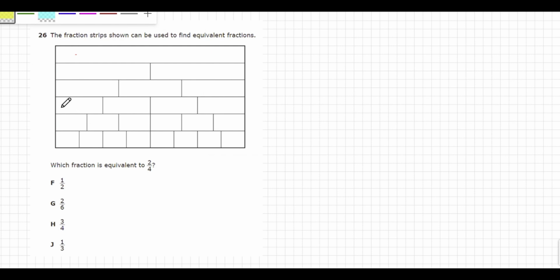Question number 26. The fraction strips shown can be used to find equivalent fractions. Which fraction is equivalent to 2 over 4? We highlight 2 out of the 4 pieces in the row. Now, we'll find another row equivalent to the highlighted row. So F is the correct answer.